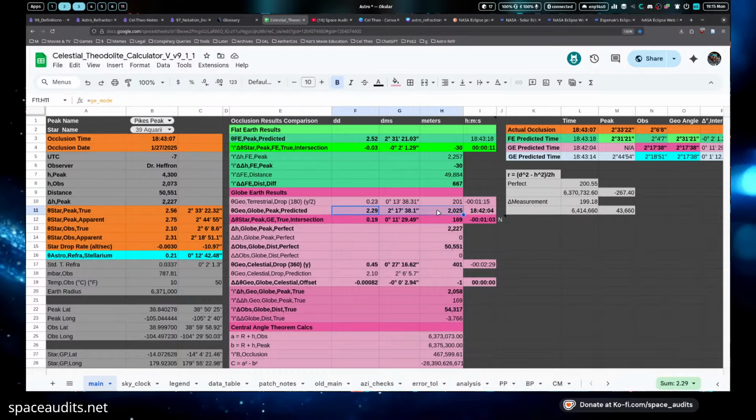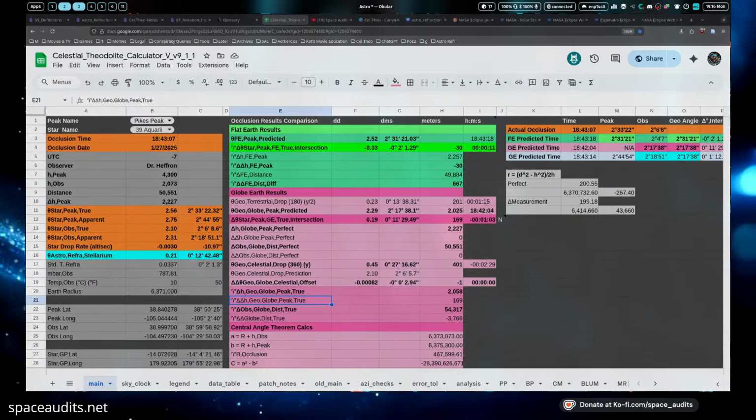Okay. If the coordinates there on lines 22 to 25 are correct, then you just got the exact same that I used in my prediction for the globe, which was within a second. So I don't know how you're getting that this is a minute wrong.